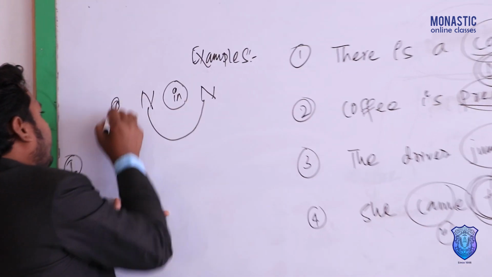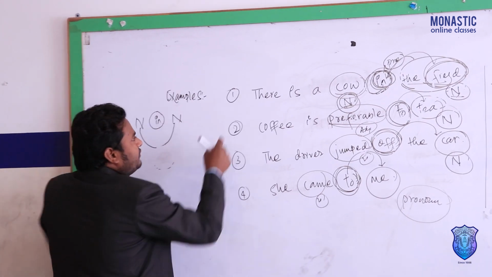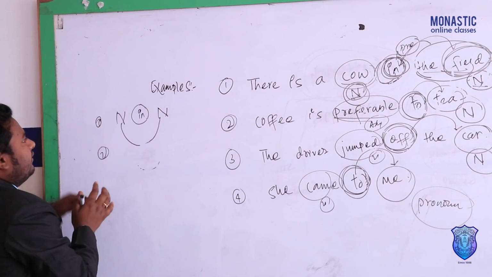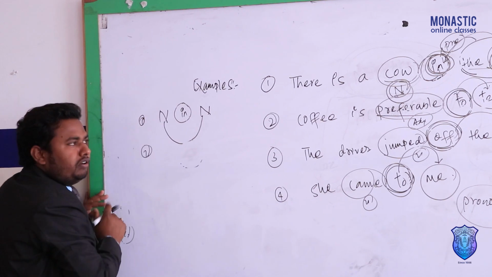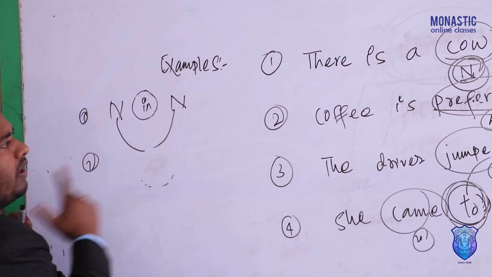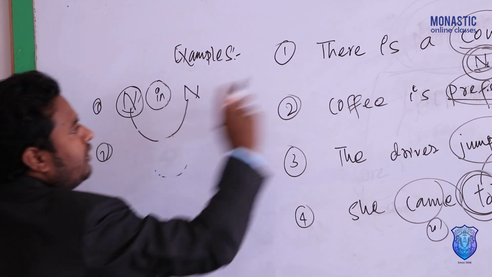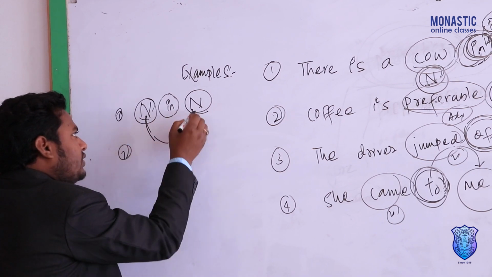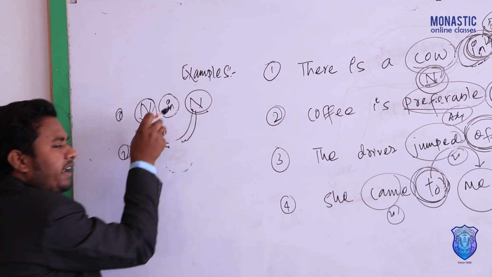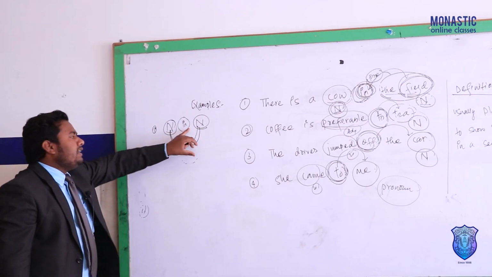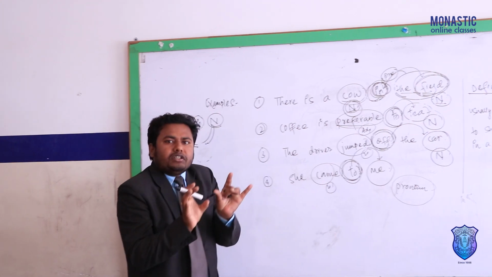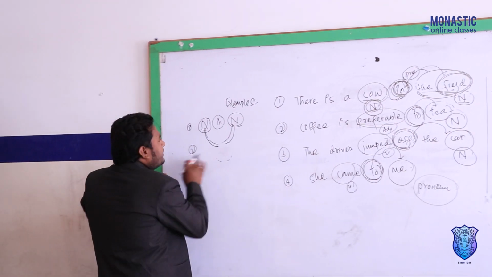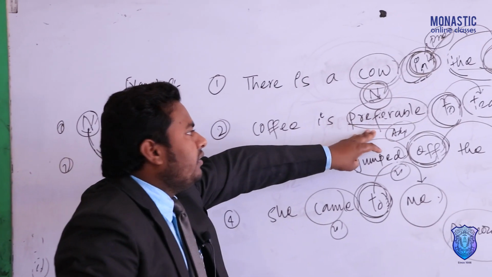In the first example, dear students, as we discussed, there is a cow in the field. So we can see here the function. In is our preposition. Before in, there is a cow, and cow is a noun. After the preposition is the word field, again a noun. So these two nouns have been connected by the preposition in. Here, in is a word which shows the relation between two nouns.